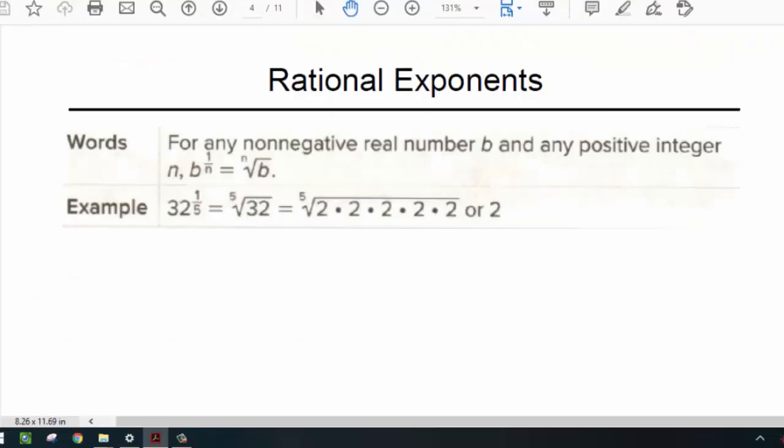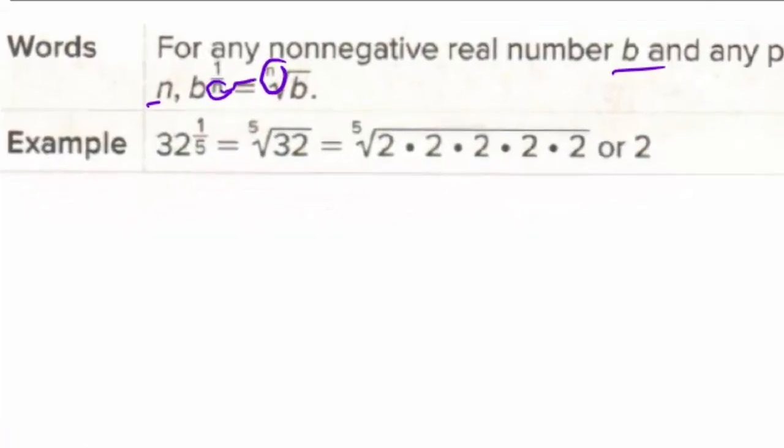All right, now we're going to take a look at rational exponents. You can see here it says for any non-negative real number b and any positive integer n, so the denominator has to be positive, b to the 1 over n has to equal the nth root of b. So the denominator here represents the root that you're about to take.